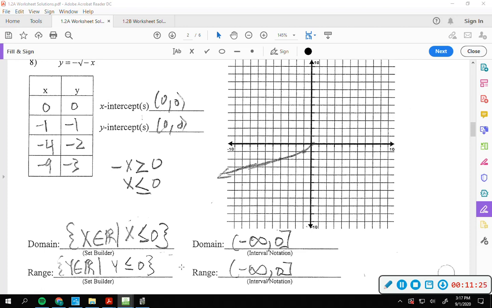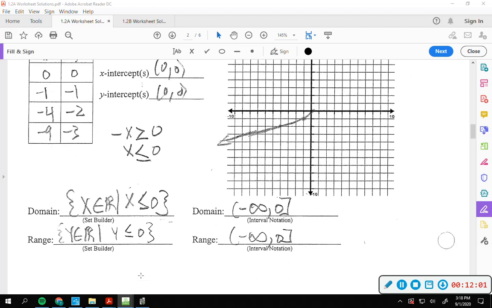The range. Range sometimes gives students difficulty. You really need to know what the picture looks like, because I have to see my y values. My largest y value is 0, and it goes down. So the y value starts at 0 and goes down forever. It goes down slowly, but it goes down forever. So y is the element of all real numbers, such that y is less than or equal to 0. Parentheses, negative infinity, comma, that is a 0 with a bracket. Okay? That takes care of everything on that particular function.